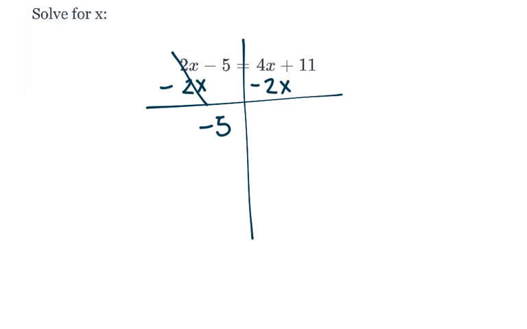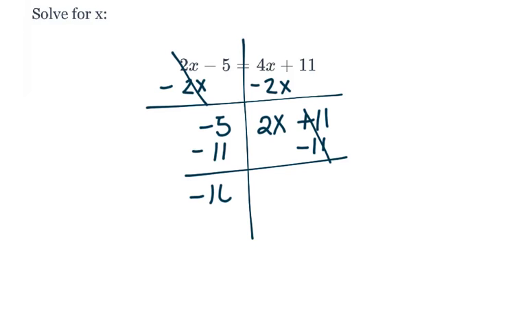Bring down -5. 4x minus 2x is 2x. Bring down the plus 11. Okay, now we're going to add or subtract to get our constants together. So 11 is being added right now, so inverse operation. Subtract 11 on both sides. This gives us -16, same size, add and keep.